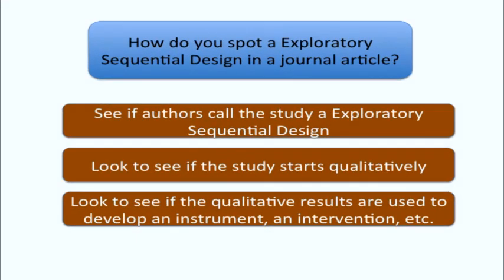How do you spot this exploratory sequential design in a journal article? Well, you first look to see if authors are calling it an exploratory design. Next, you might look to see if it starts qualitatively. In other words, does the qualitative phase precede a quantitative phase? And then you look to see in that quantitative phase what's actually being developed. Is an instrument being developed? Are activities being developed for an intervention? Is a new typology being developed? You look for that quantitative component that's being developed, and then whether it's tested out.